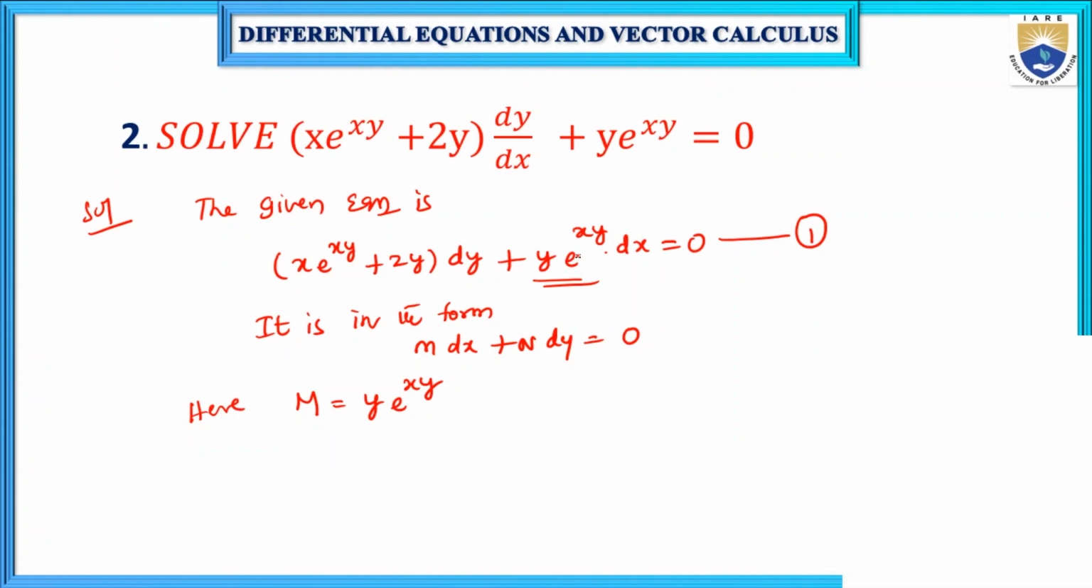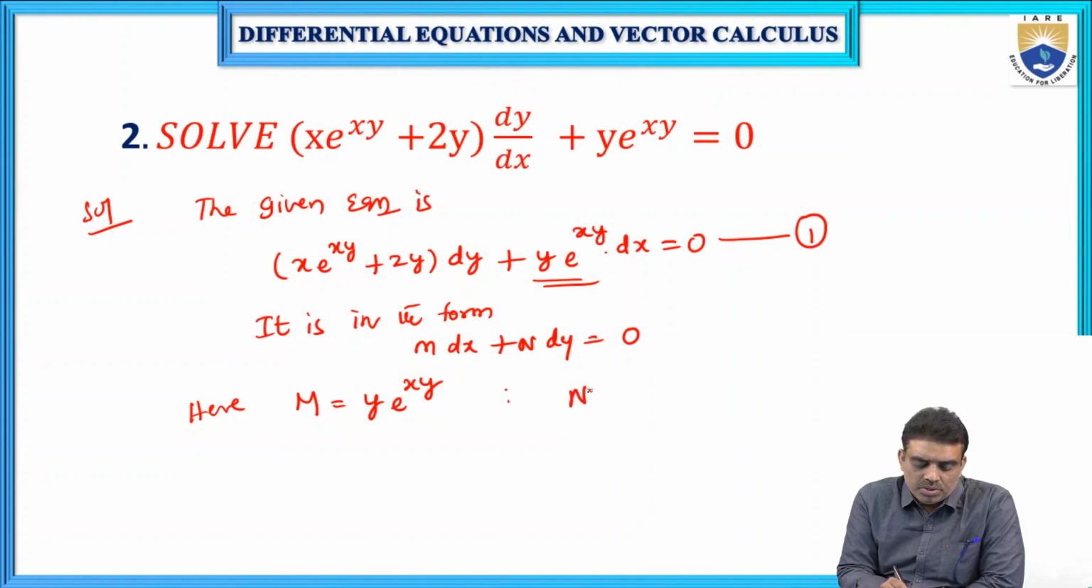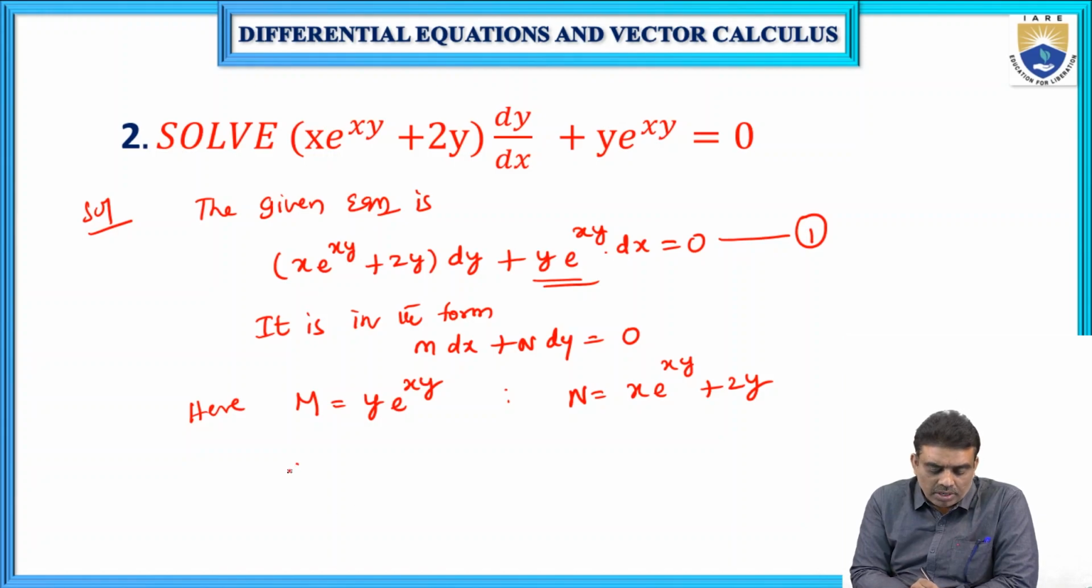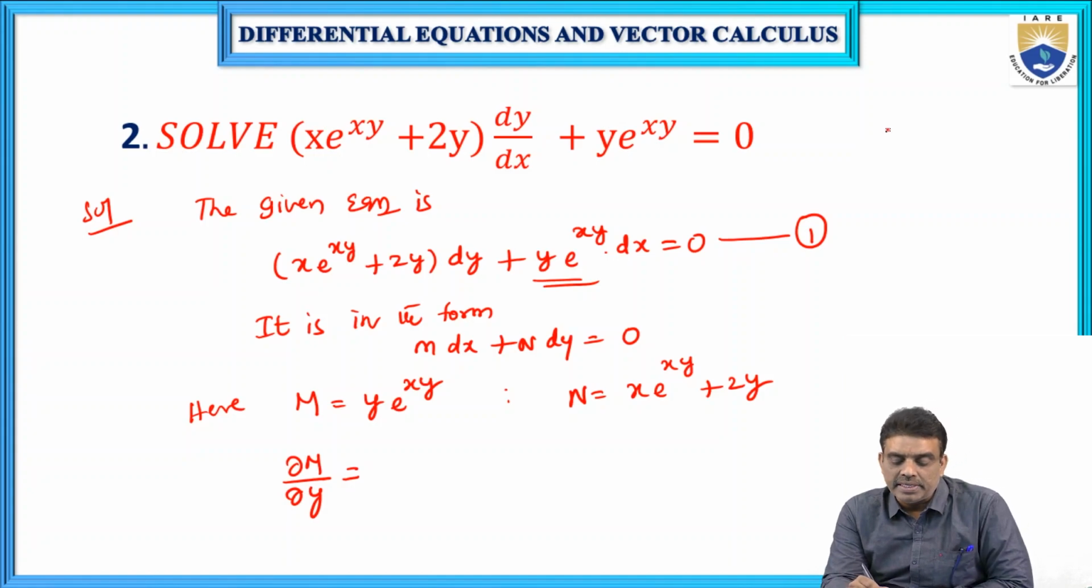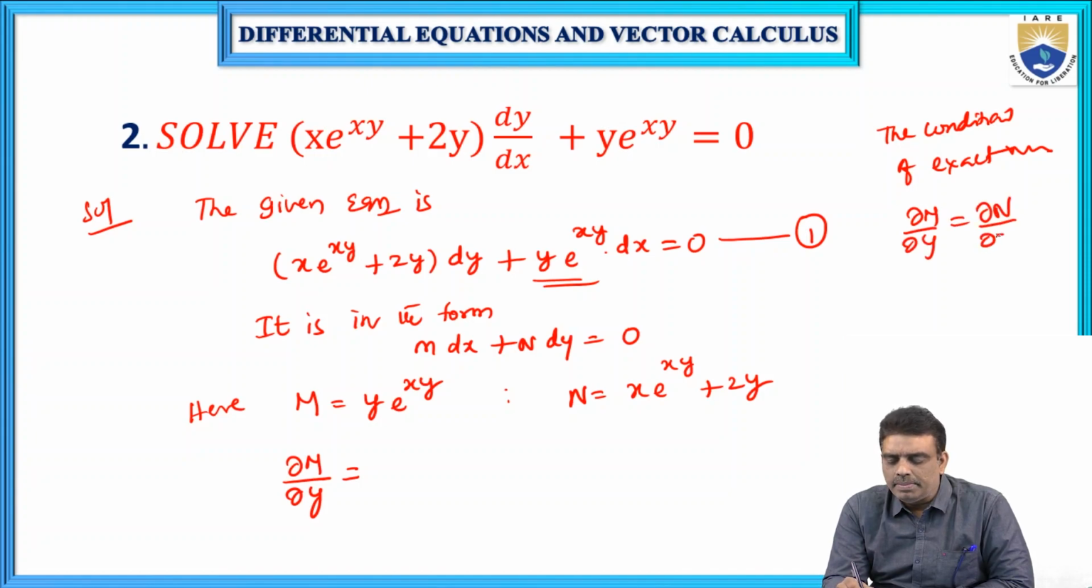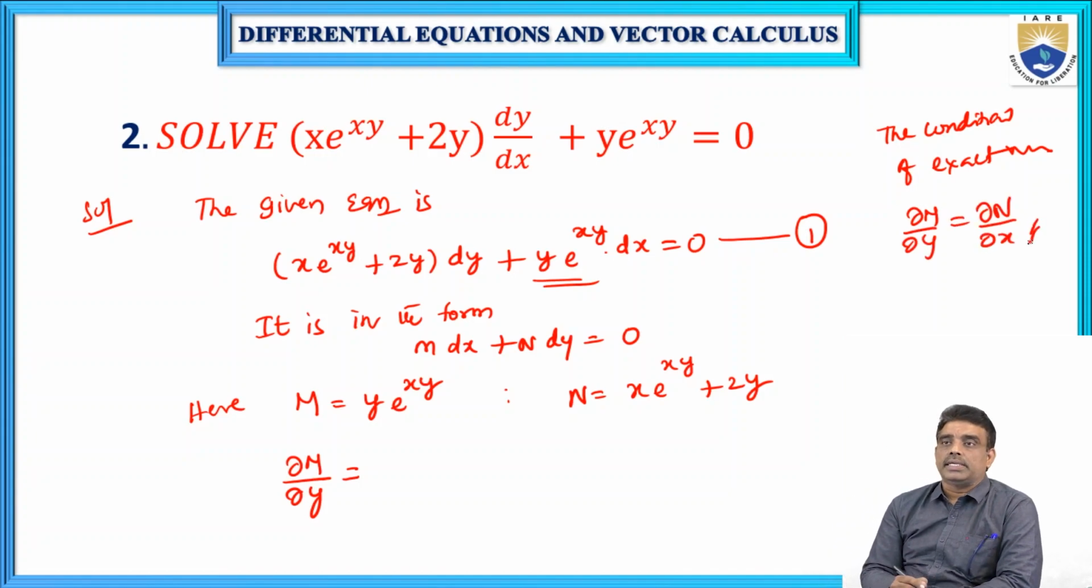And what is n here? The n is equal to x into e power xy plus 2y. Then what is dou m by dou y? We have to first check the condition of exactness. What is the condition for exactness? Dou m by dou y is equal to dou n by dou x or not. This I am going to check.